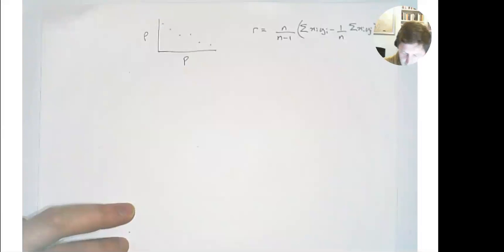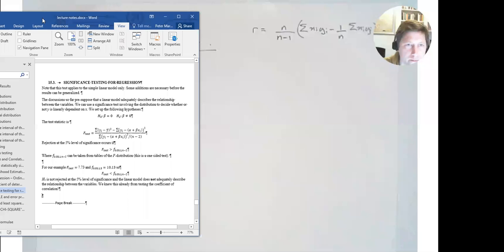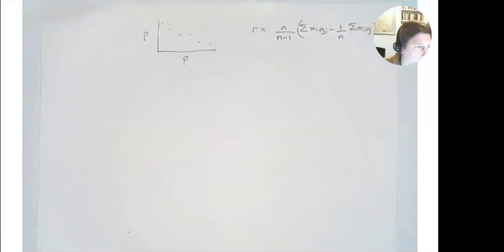Sorry, I was just double checking this because I thought I'd made a typo. I might have made a typo. I can't tell on that one. Let me just check on the lecture notes. Yep. Sorry, that should be a 1, not an N.